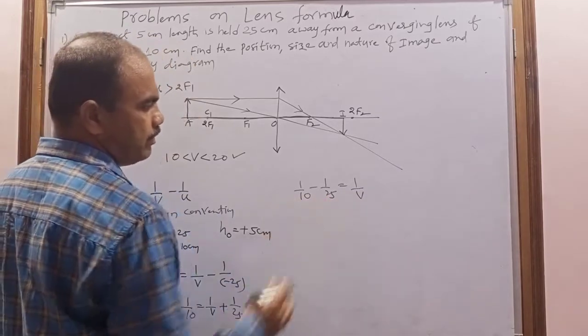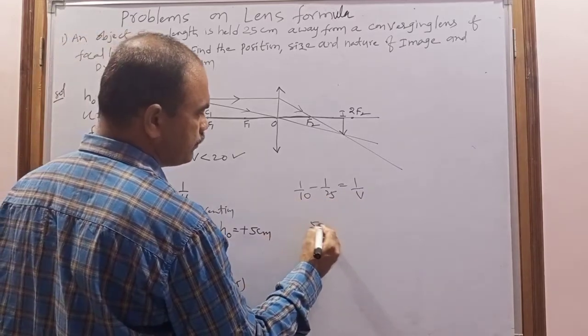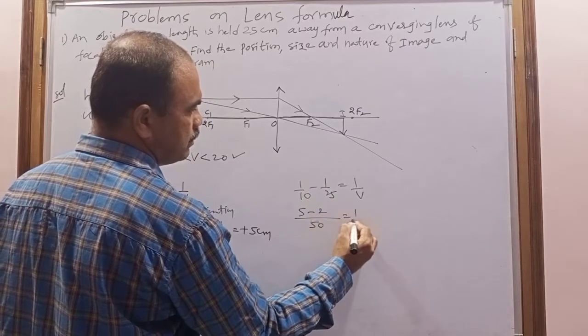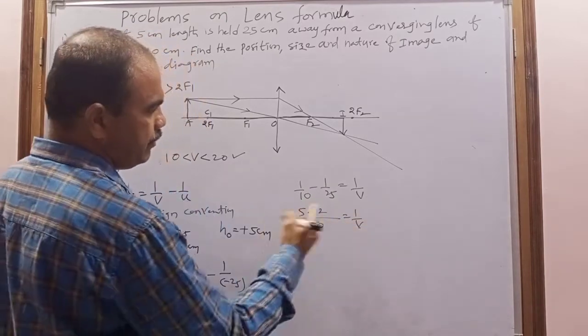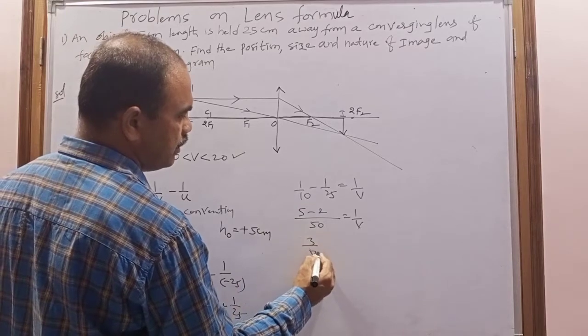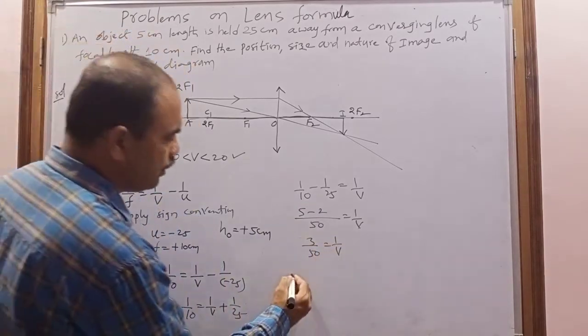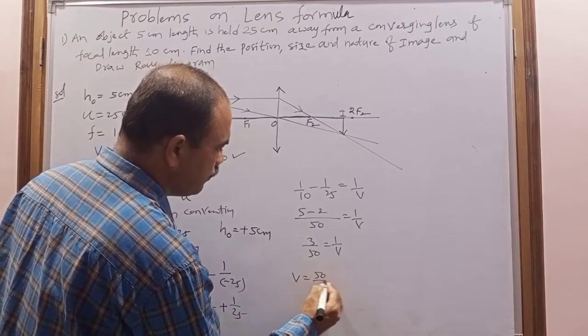So 10, 25, LCM is how much? 50. So then what do you get here? 5 minus 2 equal to 1 by 5 minus 2, nothing but 3 by 50. So 3 by 50 equal to 1 by v. So v equal to how much? v is equal to 50 by 3.